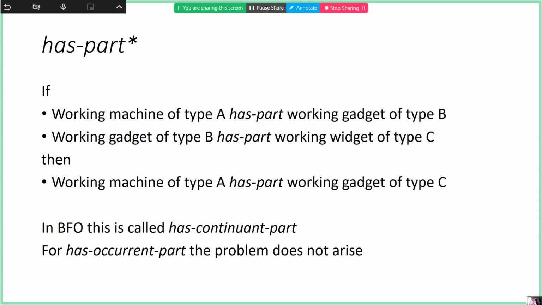And so we're talking about working machines here. We're not talking about machines as they exist when they're broken or when they're broken down into their parts. Now, the problem that I'm going to talk about now only arises for relations between continuant parts or between continuants. All relations involving continuants can have this problem. So not just parthood relations, but also other kinds of relations such as adjacency and so forth.